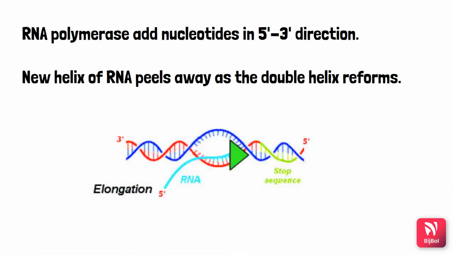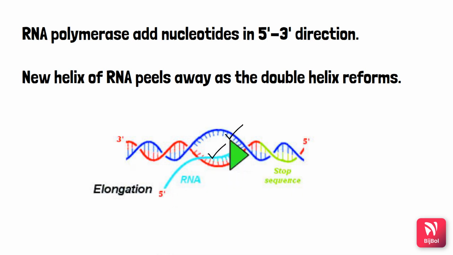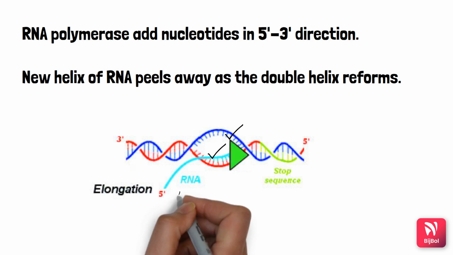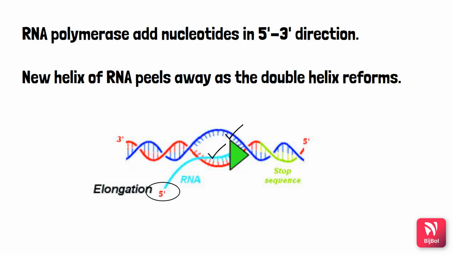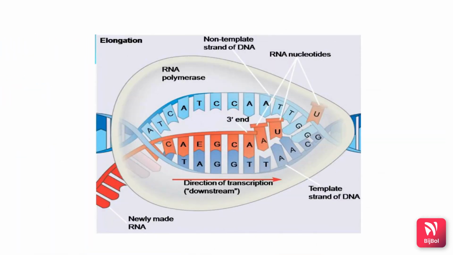If we can see in this picture, this is an RNA polymerase enzyme which is binding at the promoter site and separating the 2 DNA strands. After that, it is forming a new helix of the RNA. So this RNA polymerase is adding the nucleotides to this RNA in 5' to 3' direction. So please remember, it is adding in 5' to 3' direction.